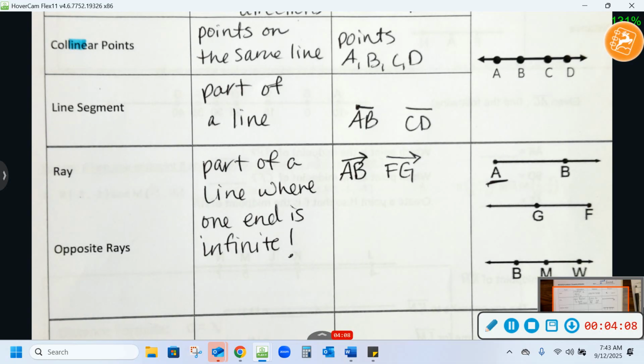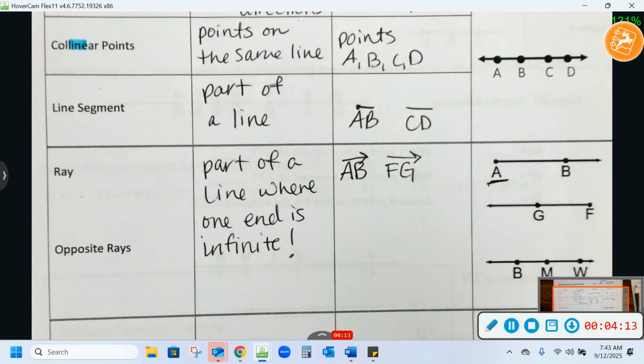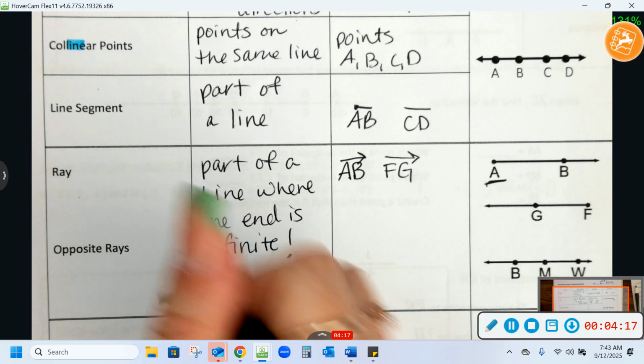Yeah, bud? Does it matter which way you write the arrow? The arrow's always going to point to the right. Always. Yep. Good question.